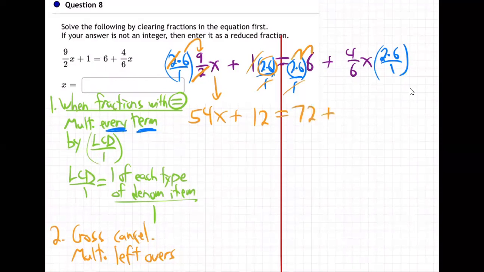Am I going too fast? Is this making sense? And then the last one. 6 cross cancels, remember? And multiply what's left over? 4 times 2. What's that? 8, and don't forget the x. Let me pause for a second. See how much nicer that is now? No more fractions. Do you see how that gets rid of all the fractions?